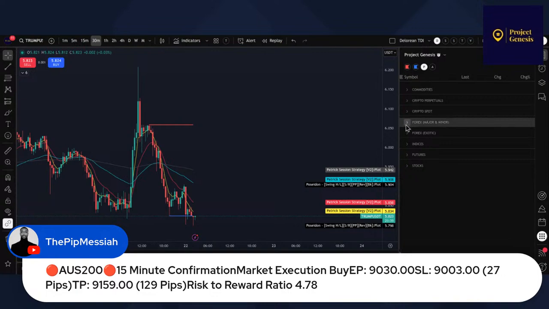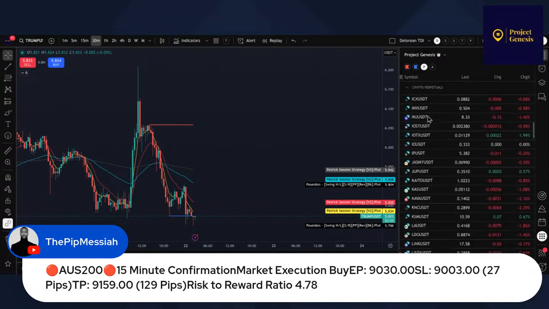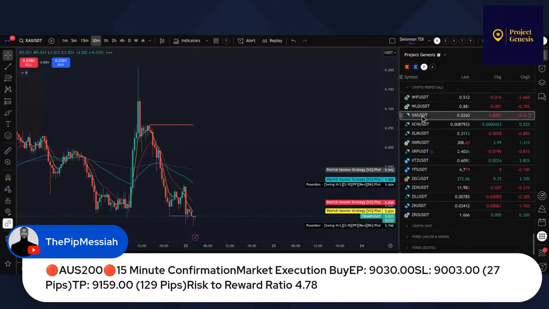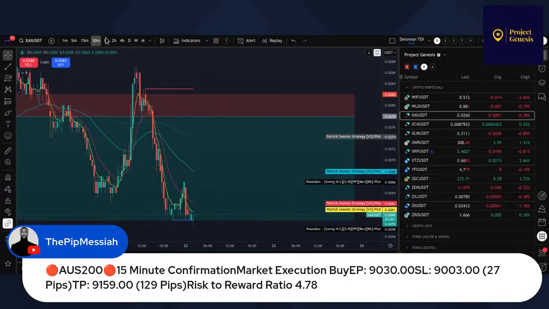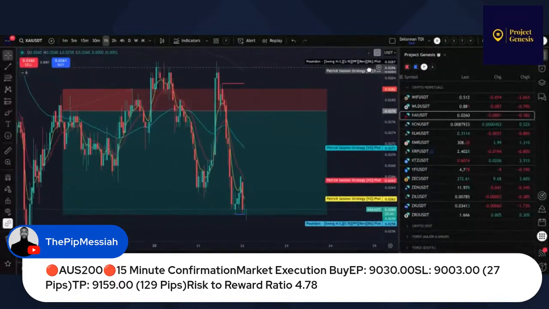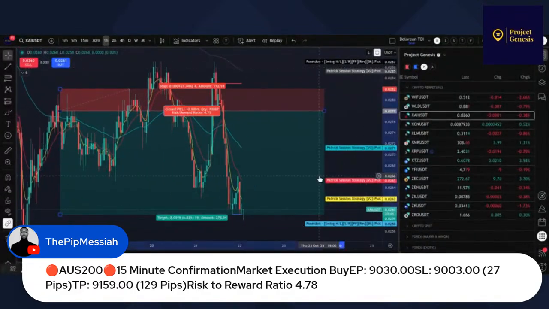We got a take profit on Zycoin. Yippers. For 19 pips.